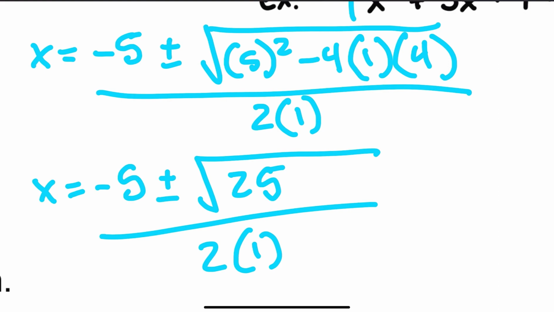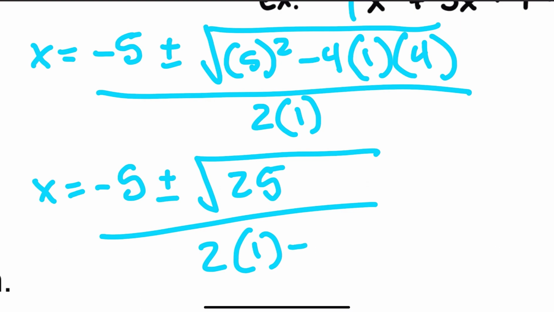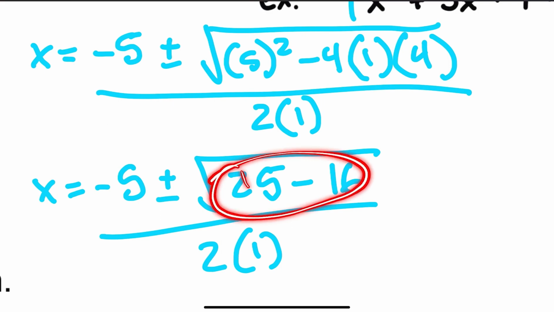Okay, next part. I got negative 4 times 1. That is negative 4 times my 4. Cool. That's going to be negative 4 times 4. That is 16. Negative 16. So I'm going to take that and write that right here. Negative 16. Oops, not right there. Right here. Cool. I have simplified my radical a little bit.